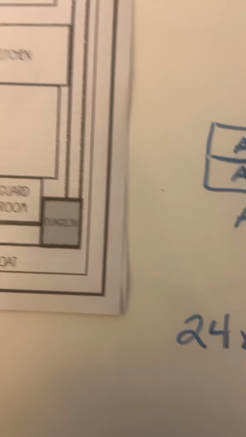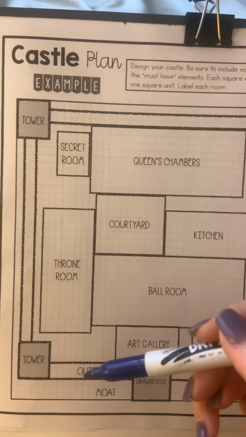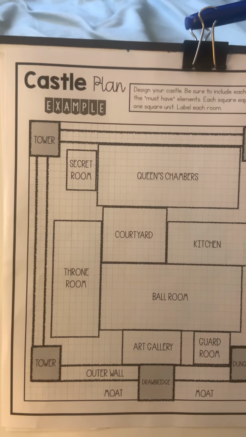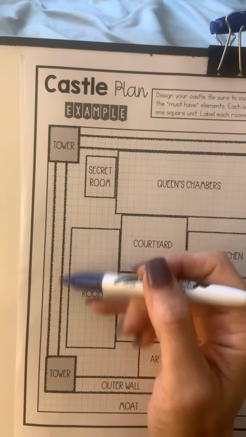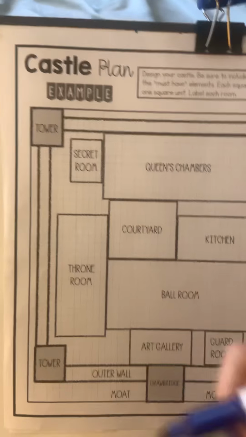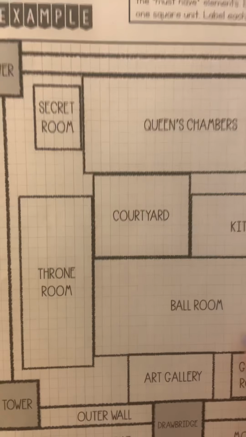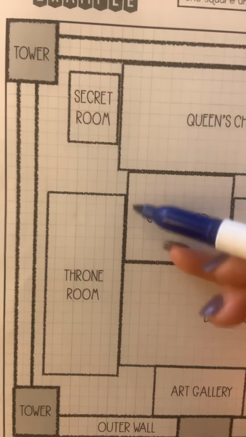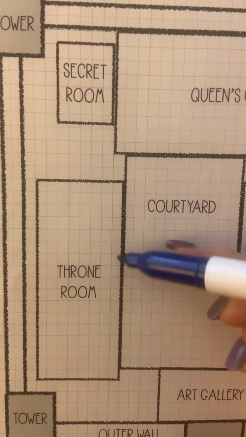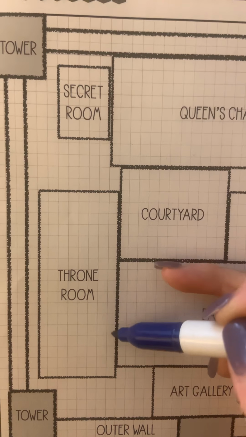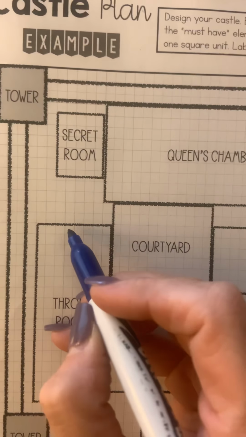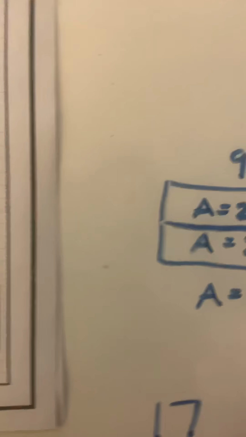Since that's so close to the ballroom, let's look at the throne room. Now remember, does your throne room have to be this big? No. And to be honest with you, I might have made the throne room 1 bigger. Why not make it bigger, right? And not waste that space, but who cares? Since the Queen's Chambers were so close to the ballroom and we already did that one, let's look at the throne room. 1, 2, 3, 4, 5, 6, 7, 8, 9, 10, 11, 12, 13, 14, 15, 16, 17. 1, 2, 3, 4, 5, 6, 7, 8.